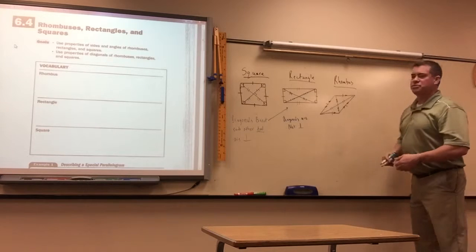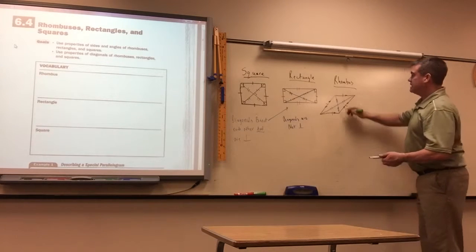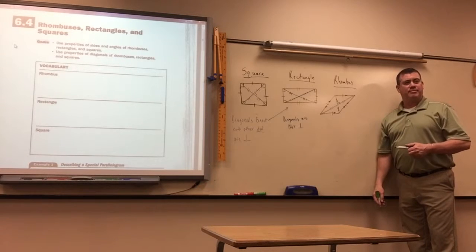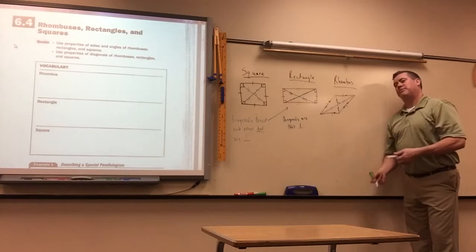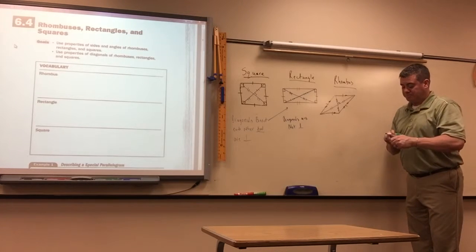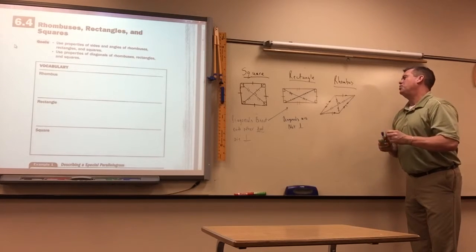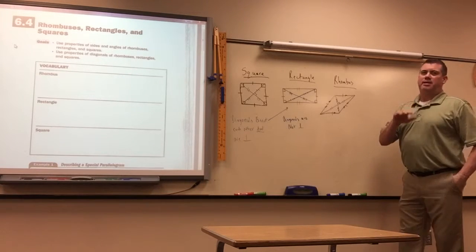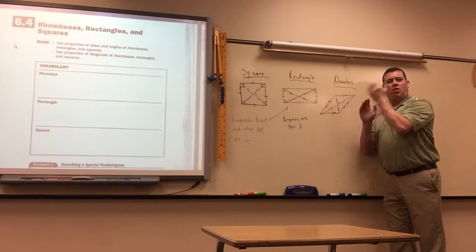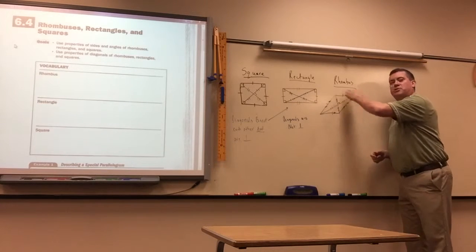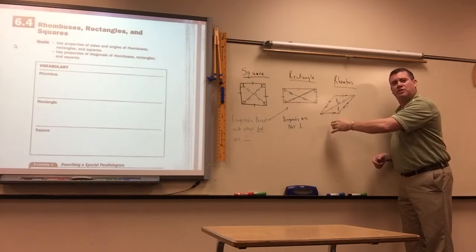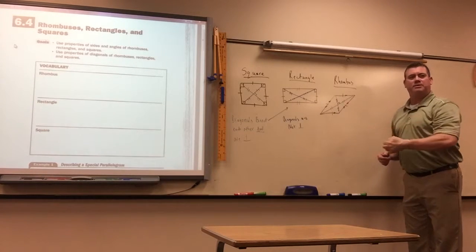Now, if I drew this better, they are perpendicular in a rhombus. Okay? So those are the things about a rhombus. So if you had a rhombus, forgetting about the picture, all the things that are true is all four sides are equal, opposite angles are equal, diagonals bisect each other, diagonals are perpendicular.